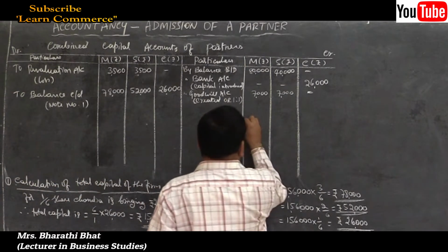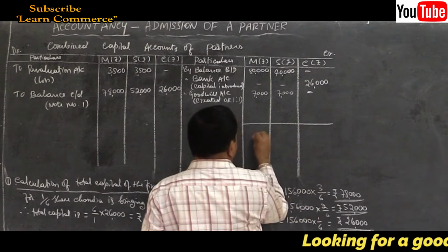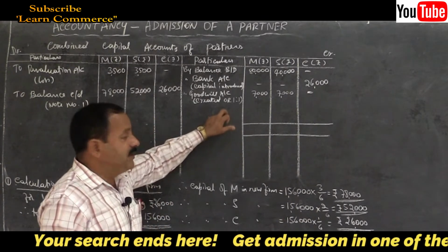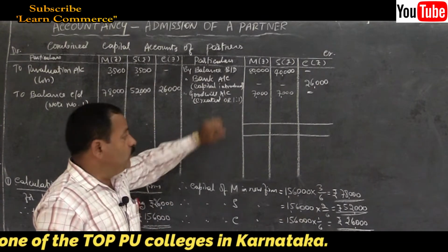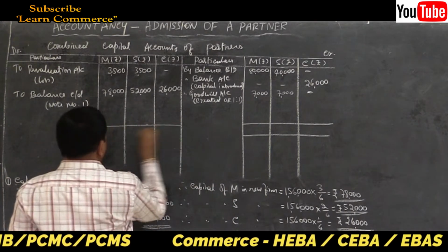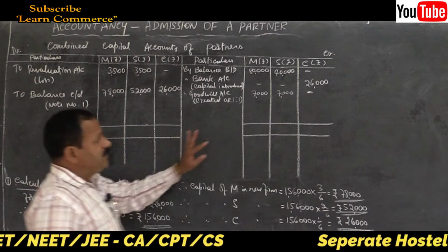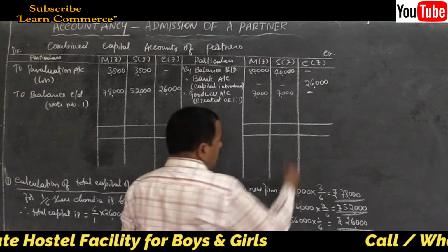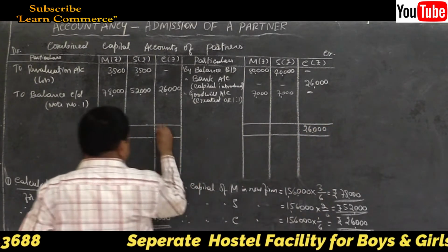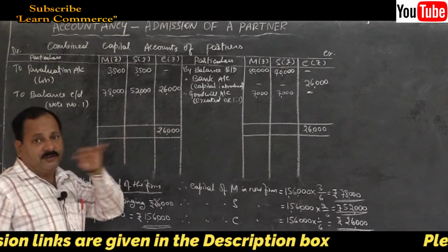Take the total of the credit side. Leave one line gap here, because if there is a shortage in any partner's capital account, the entry will come here. So leave one line gap here, and here also. Then balance the account. For the new partner's capital, no problem at all. Straight away write 26,000, 26,000. There is no difference. The total is 26,000 on either side, right?